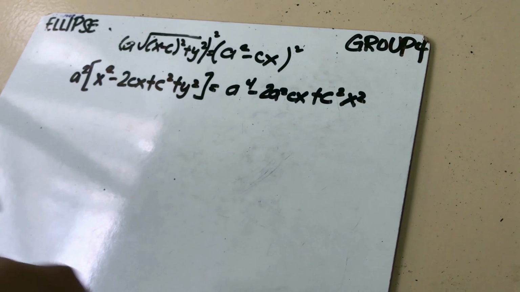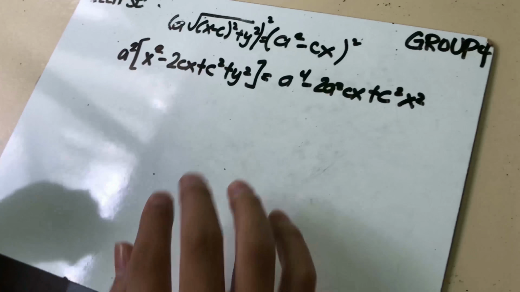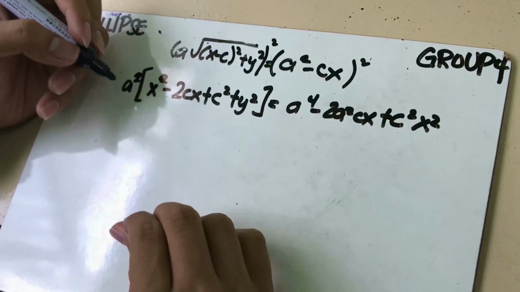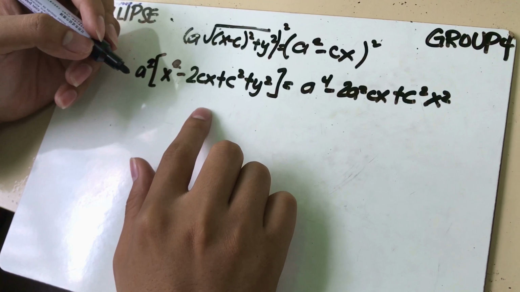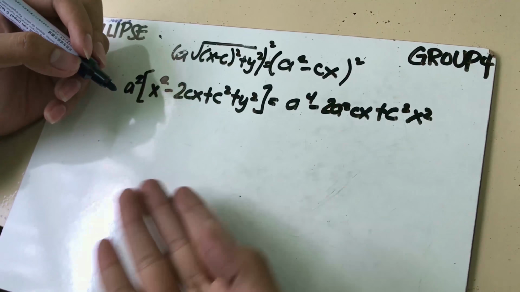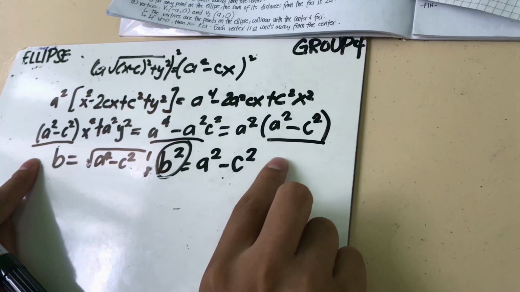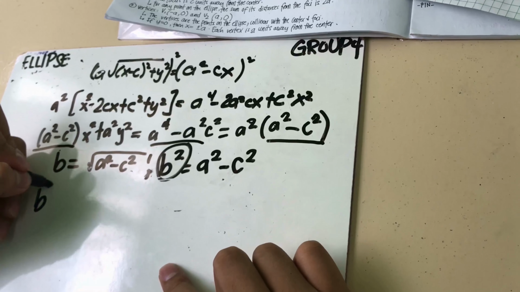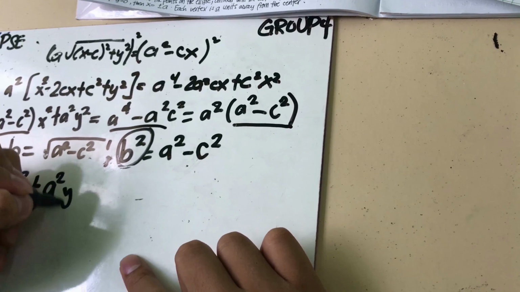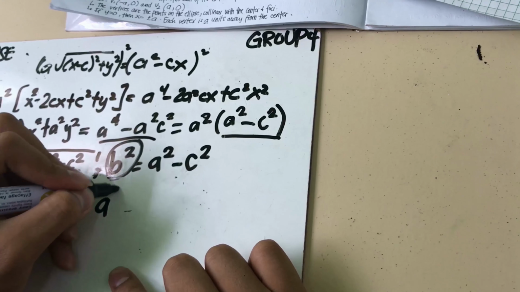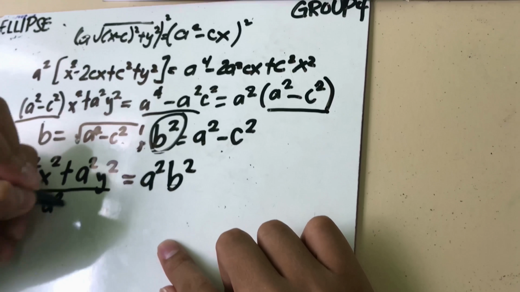Okay, now we will factor, because both sides are factorable. Here, if we notice that c squared can be extracted away, so we substitute b squared on both sides. So we have b squared x squared plus a squared y squared is equal to a squared b squared. Now we divide both sides.